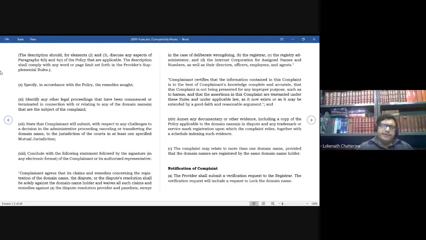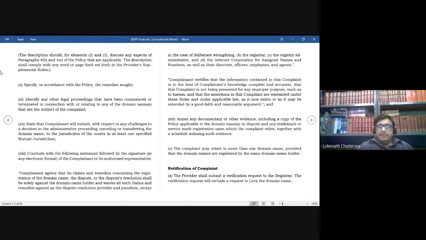Very interestingly, the jurisdiction of the provider, which is like the seat in an arbitration proceeding, is not so important. It is either the place where the registrar is located or the place where the respondent, the domain name holder, has its office, not the seat of arbitration. Rather, the seat of the dispute resolution is not very important as far as mutual jurisdiction is concerned. So the complainant will have to submit to the jurisdiction of the courts.